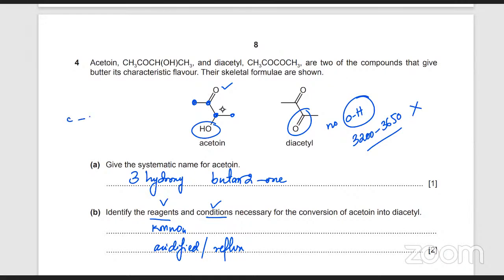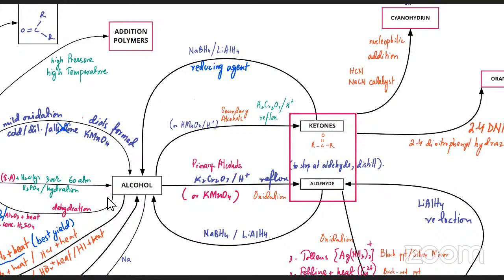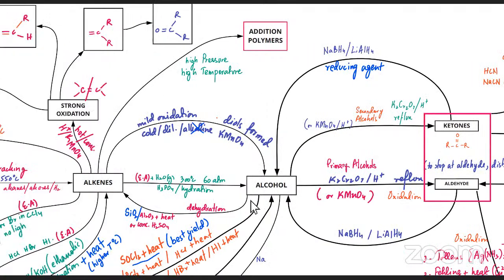This is dehydration. This is acetoin, it has an OH, and these are all your H atoms. The OH is going to be lost, and an H is going to be lost from the neighboring carbon atom, and it will form a double bond. Concentrated sulfuric acid dehydrates; it turns an alcohol back into an alkene.